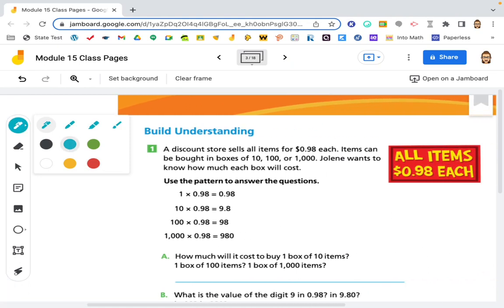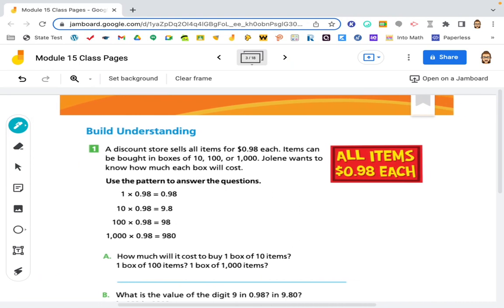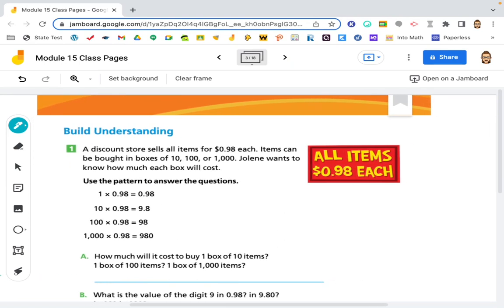A discount store sells all items for 98 cents each. Items can be bought in boxes of 10, 100, or 1,000. Julian wants to know how much each box will cost. So this is use the pattern to answer the question. So we have 1 times 98 hundredths equals 98 hundredths. 10 times 98 hundredths equals 9 and 8/10. 100 times 98 hundredths equals 98. 1,000 times 98 hundredths equals 980.